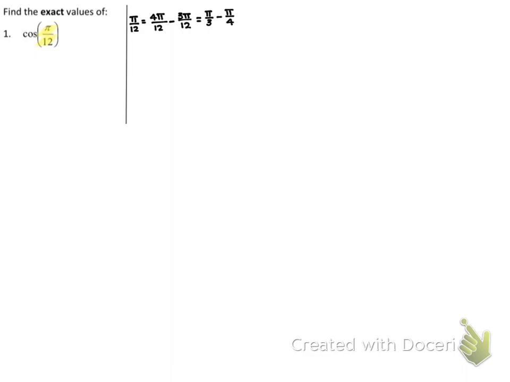So here's what I can do. If I want to do cosine of pi over 12, which is what I'm trying to do, I'm going to replace the pi over 12, so keep the cosine. I'm going to replace it with pi over 3 minus pi over 4. Okay, now I take out my formula. It is a difference, so it is cosine, cosine. Cosine is the opposite, so if it's minus, it's plus.